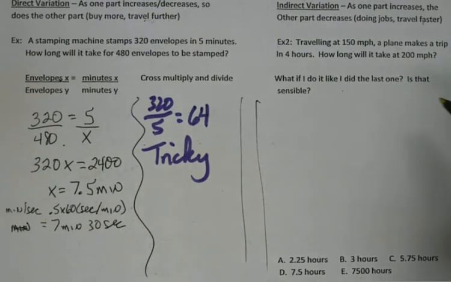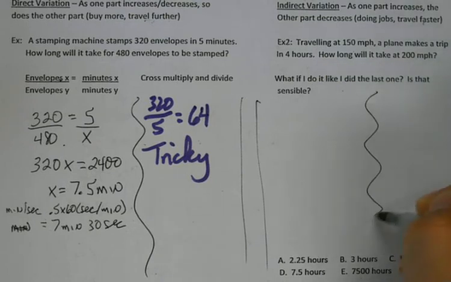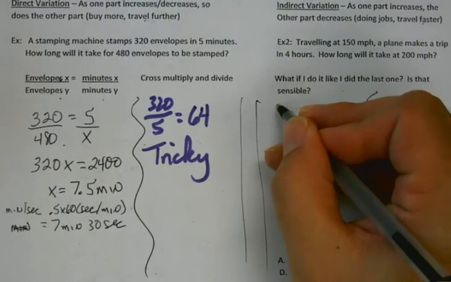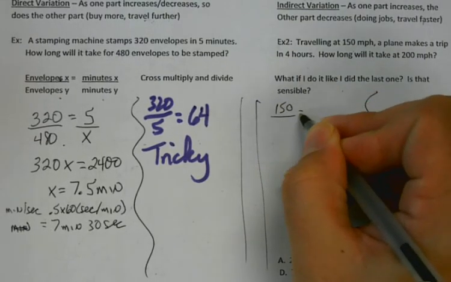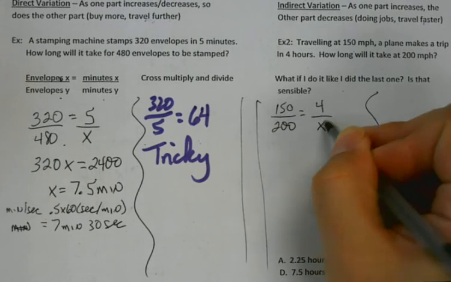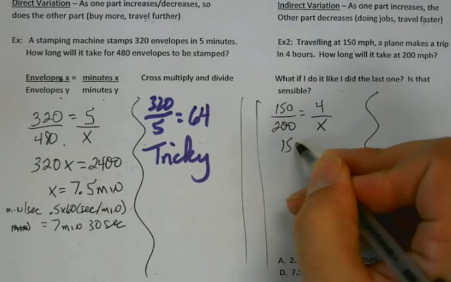So we're going 150 miles per hour. A plane's making a trip in 4 hours. How long will it take at 200 miles per hour? Now we're going to look easy, we're going to look hard. Some of you may say, well, I'll just do a proportion like this. So I was going 150 miles per hour and it took me 4 hours. And if I go 200, that should tell me how long it takes. So you start to work this out.